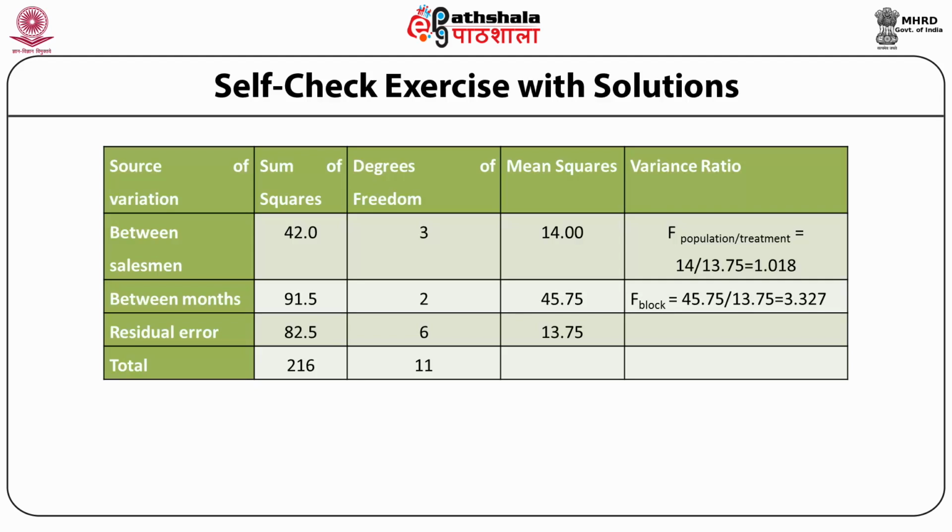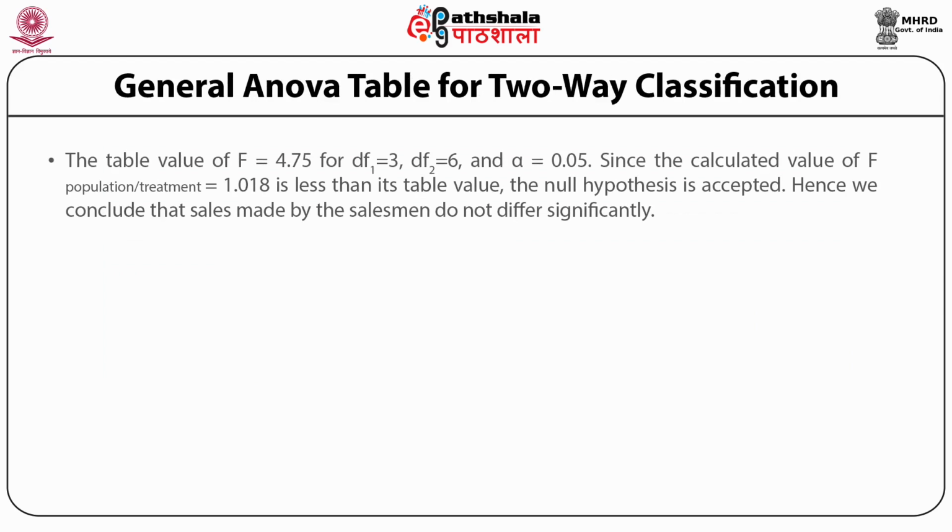So to calculate the F ratio, it becomes the between column variance upon within column variance. So it is 14 upon 13.75, which is 1.018. And as far as the block is concerned, it is 45.75, that is MSR, upon 13.75, that is MSE, and it comes out to be 3.327.